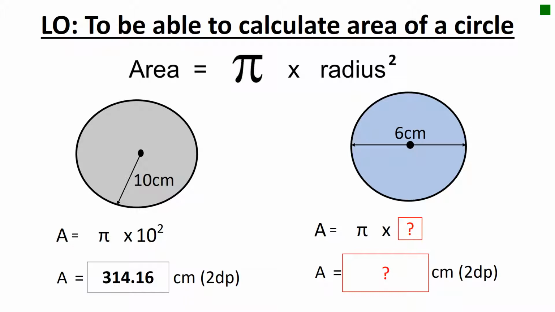Looking at the second circle, we need to be careful because they have given us the diameter. And we need to be able to use the radius, so therefore the calculation for area is pi times 3 squared, giving us a final answer of 28.27.